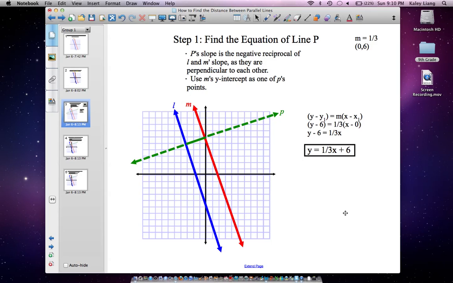And we're going to plug these values into the point-slope formula, which is y minus y1 equals m times x minus x1. And you find that line P's equation is y equals 1/3 x plus 6.